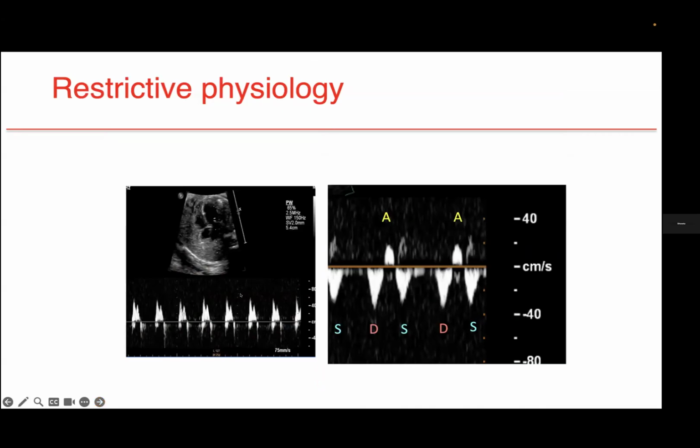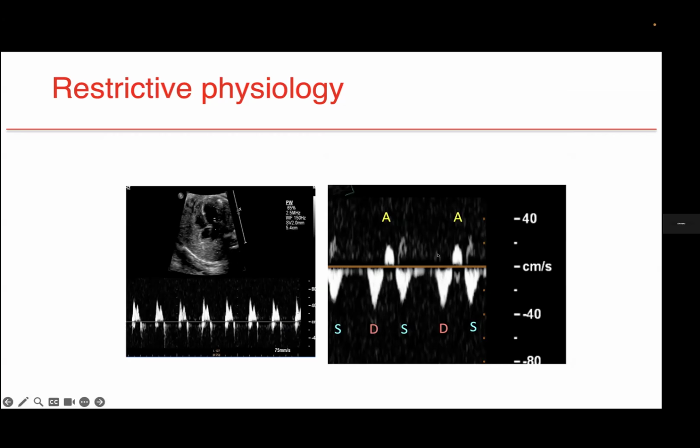But what happened to this baby later on? So this is how it is so important to have longitudinal scans and so important to understand the physiology. This baby, because of high atrial pressure and there was mitral regurgitation, which led to the diastolic dysfunction and the closure of the foramen ovale. The foramen ovale got restricted. There was presence of mitral regurgitation.